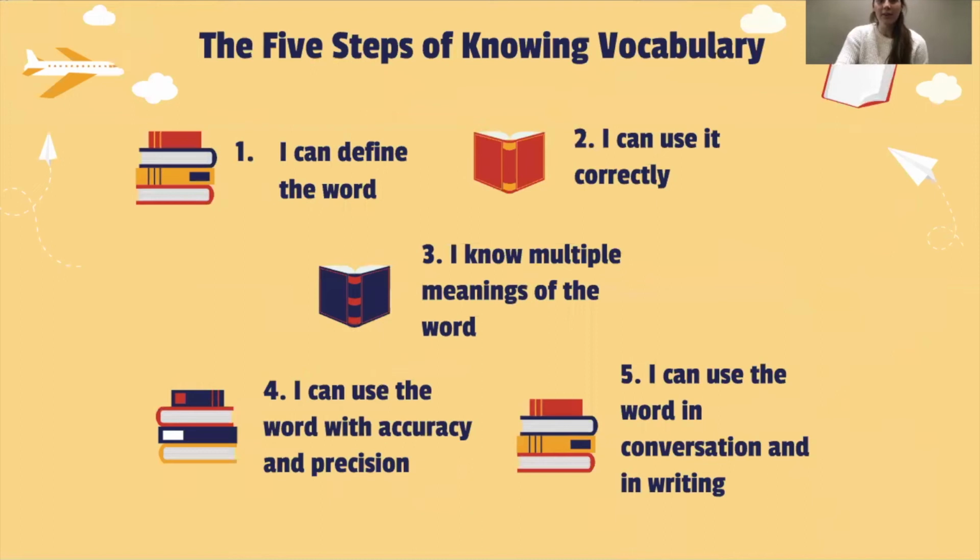First we want to go over the 5 steps of knowing vocabulary. The first step would be a student saying, I can define this word. The second step would be them saying, I can use it correctly. Third, I know multiple meanings of the word. Fourth, I can use the word with accuracy and precision. And fifth, I can use the word in conversation and in writing. Those are the 5 steps of knowing vocabulary.